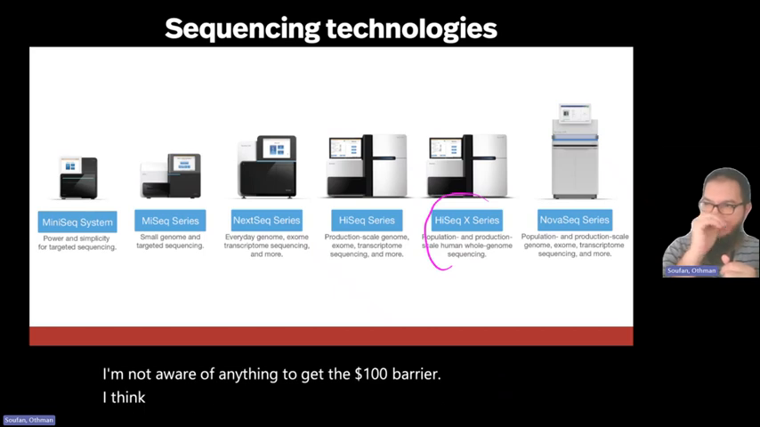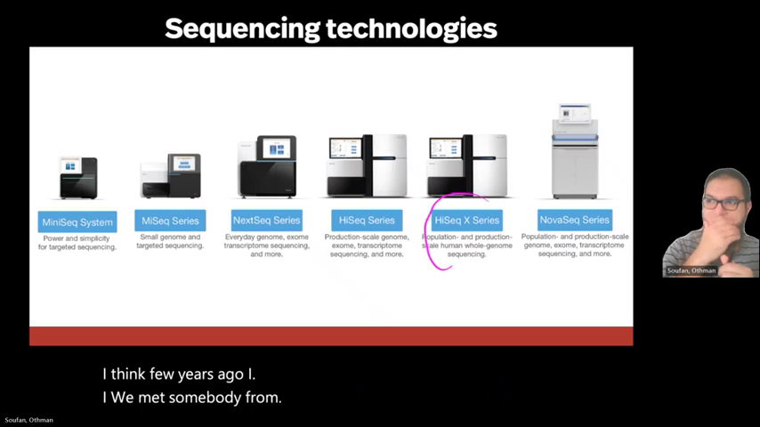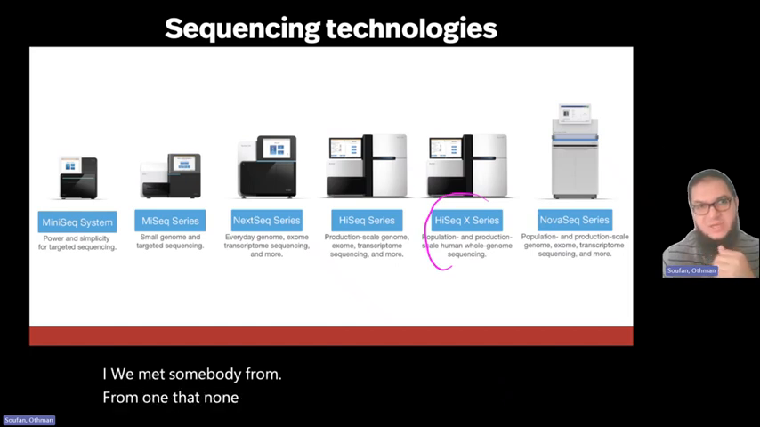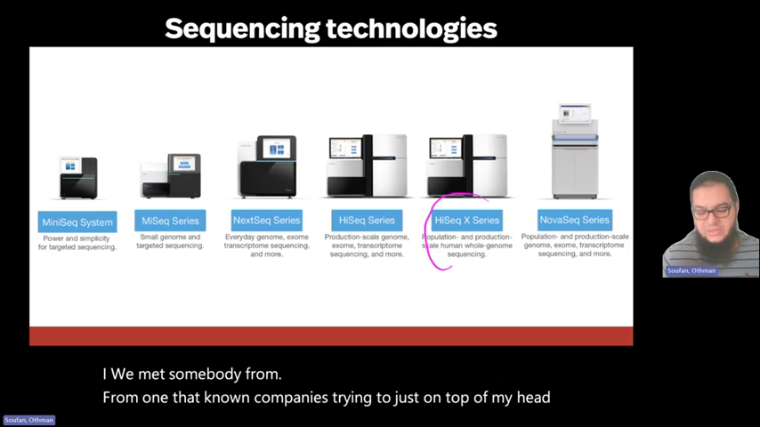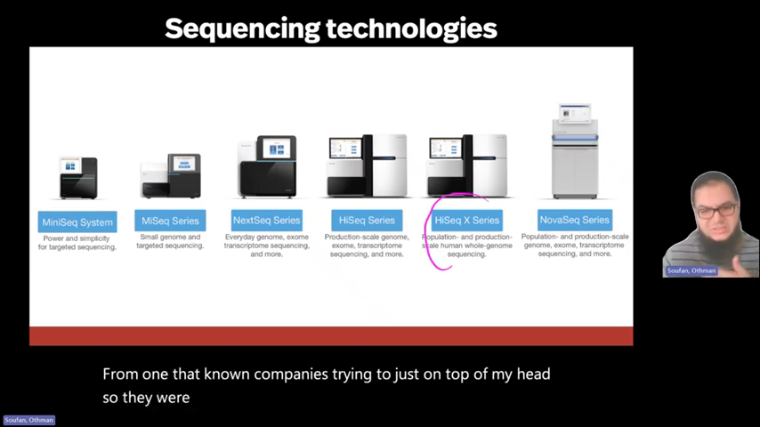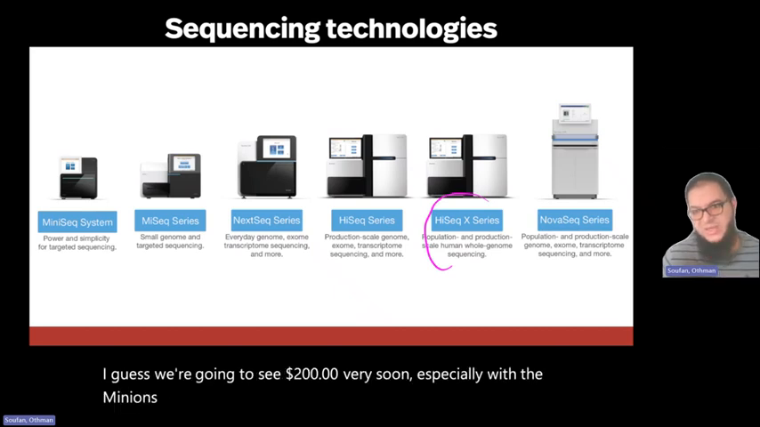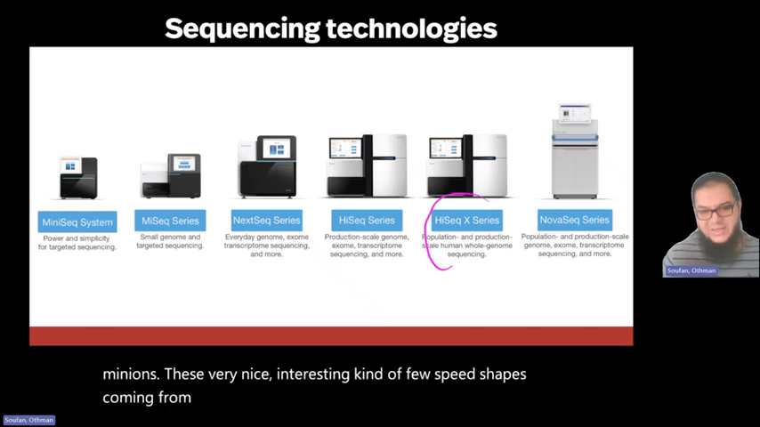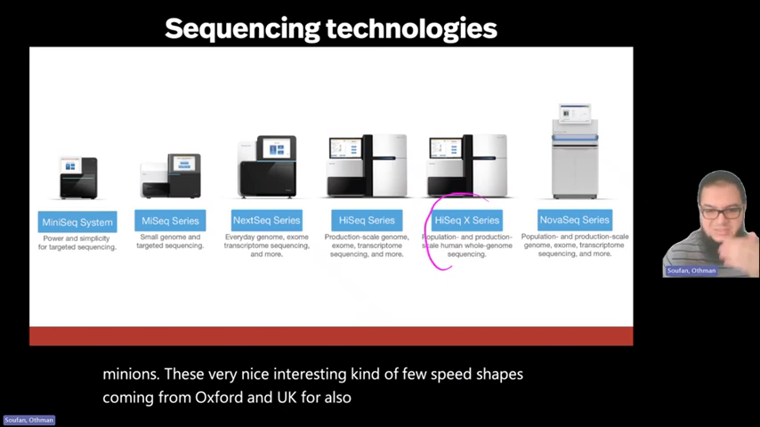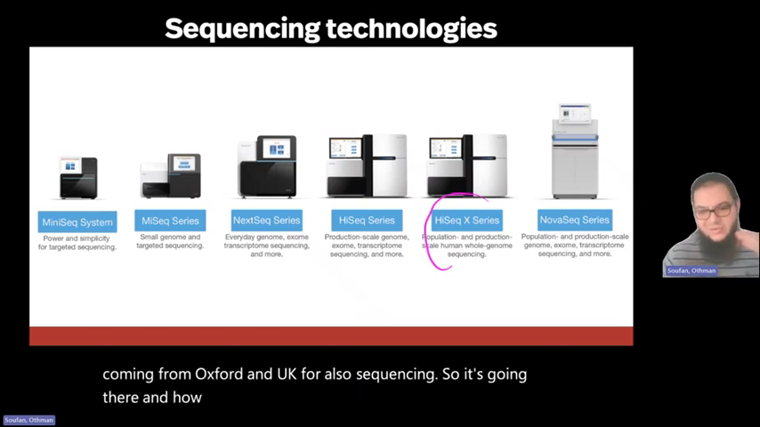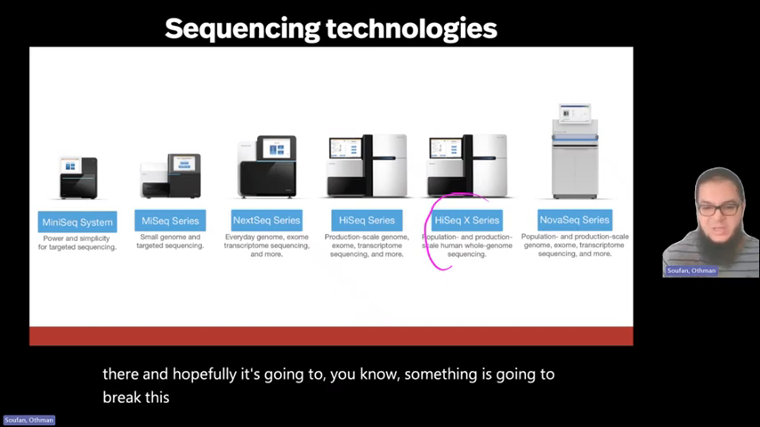I think a few years ago, we met somebody from one of the known companies. They were part of recent technologies, and I guess we're going to see $200 very soon, especially with MinIONs, these very interesting USB-shaped devices coming from Oxford in the UK for sequencing. So it's going there, and hopefully some technology is going to break even the $100 genome barrier.